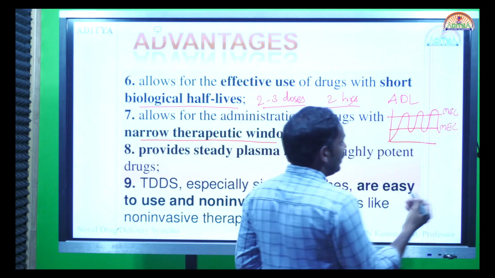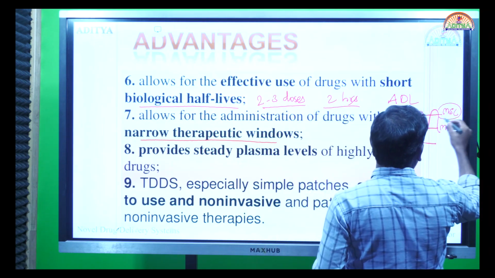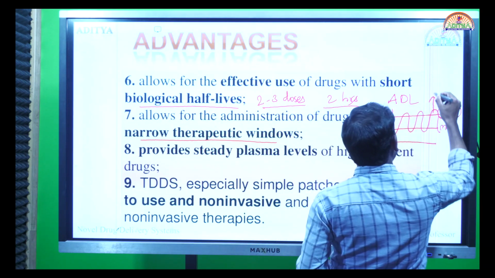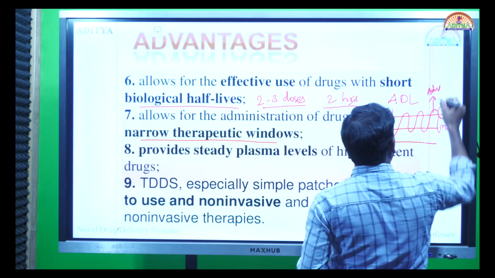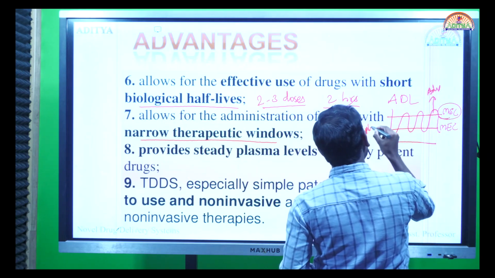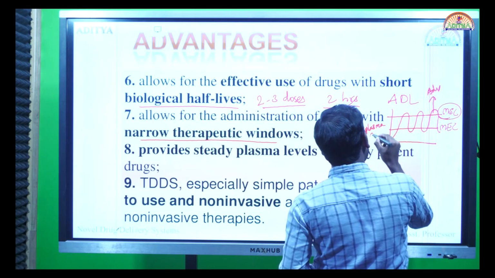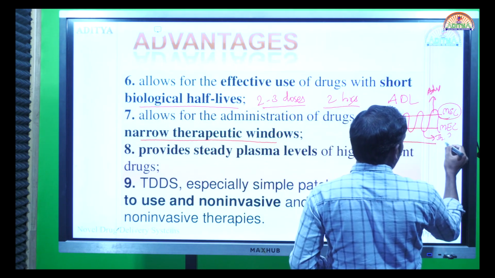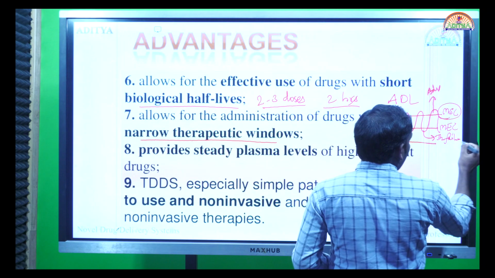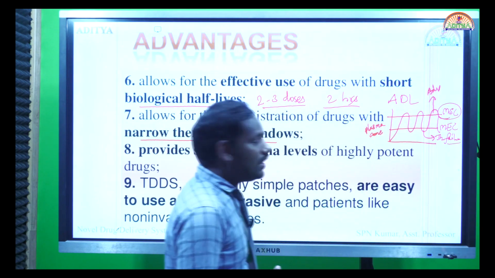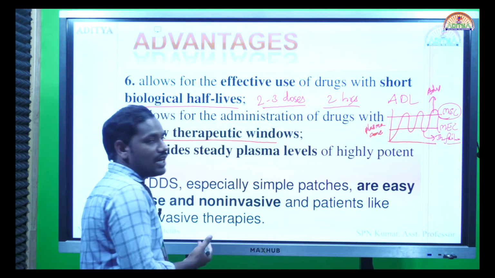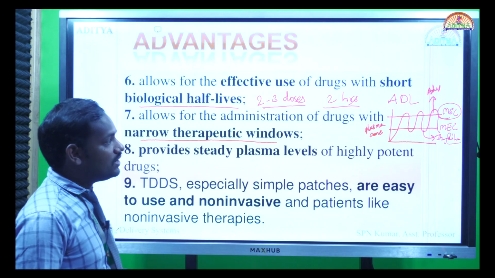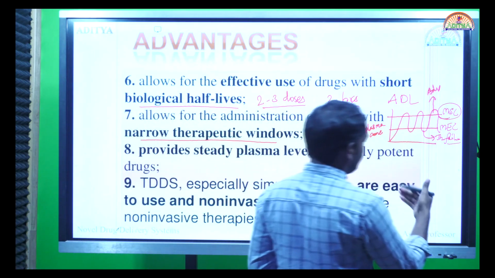So whenever a dose reaches the maximum safe concentration, it may cause adverse effects, and when the drug's plasma concentration is less than the minimum effective concentration, it causes therapeutic failure. So either way we are causing therapeutic failure to the patient. So hence transdermal drug delivery can avoid this massacre, either adverse effects or therapeutic failure.